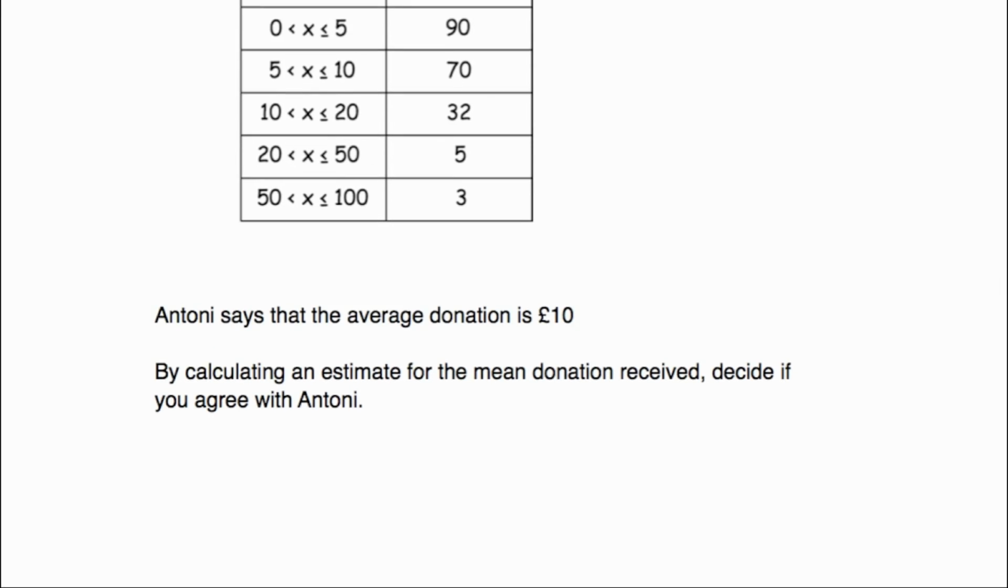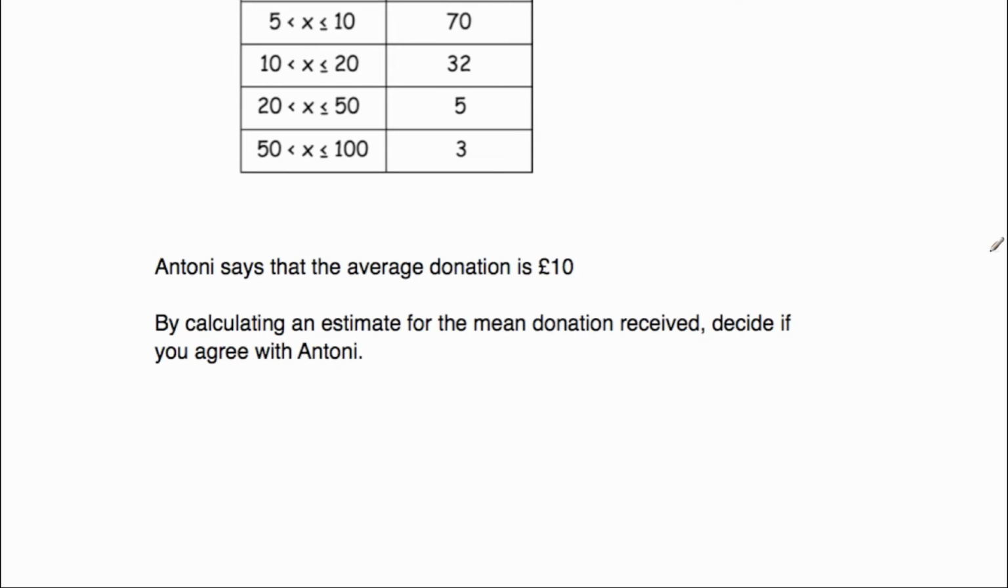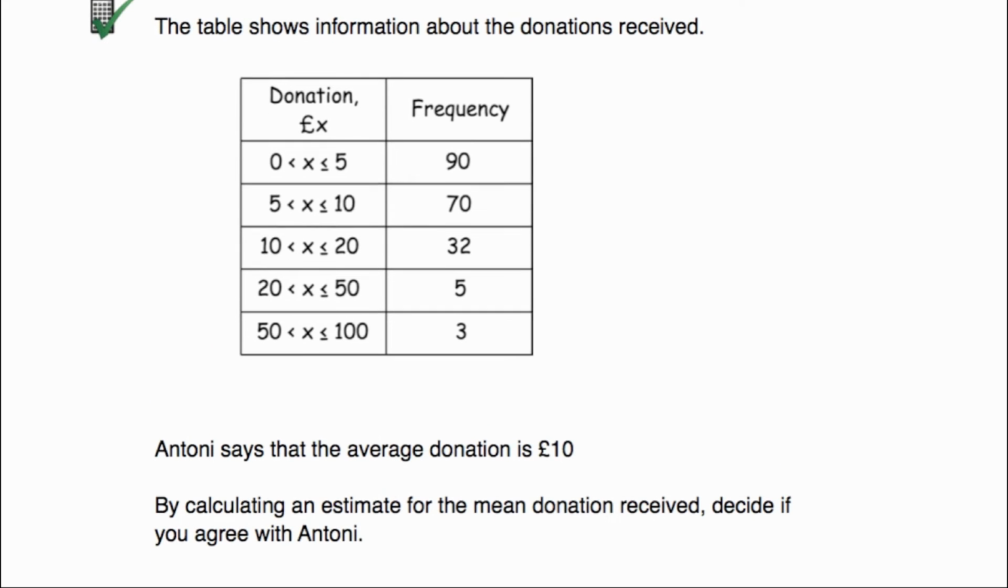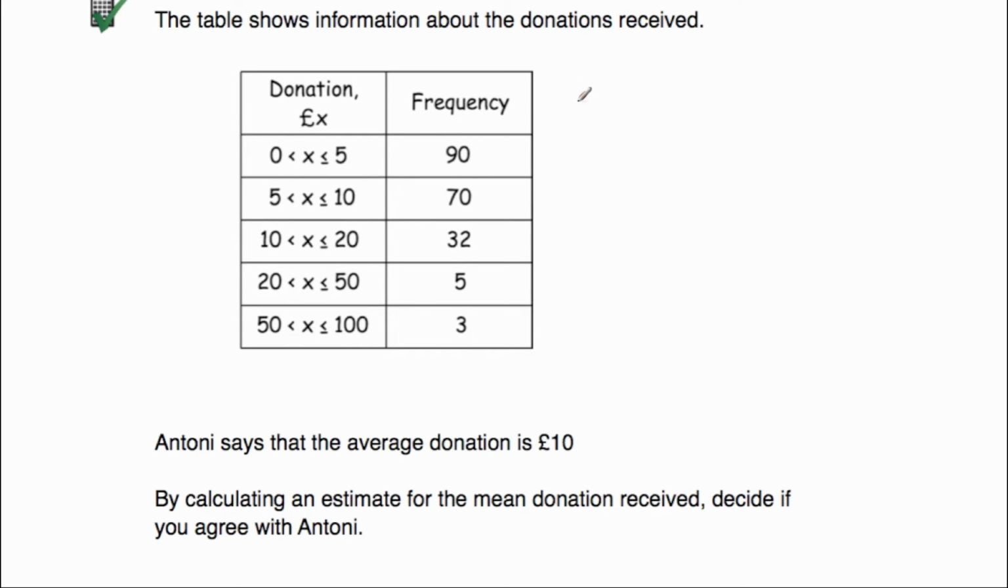So what we're going to do is work out an estimate of the mean donation received. So let's work out the estimated mean. We've got this frequency table. We need to add on 2 columns: our midpoint and our fx. So let's work out our midpoint. Between 0 and 5 would be 2.5. Between 5 and 10 would be 7.5.